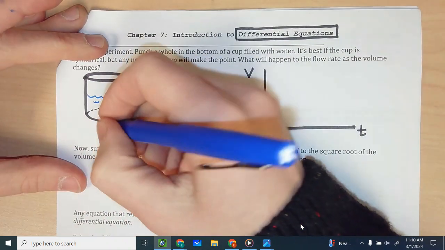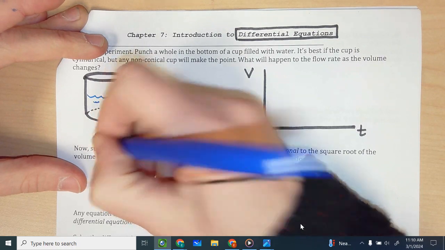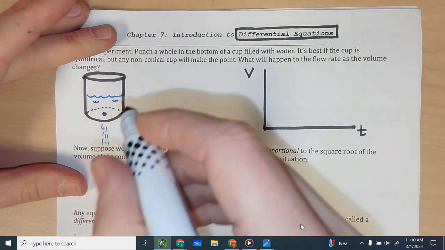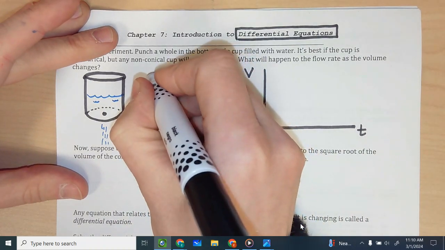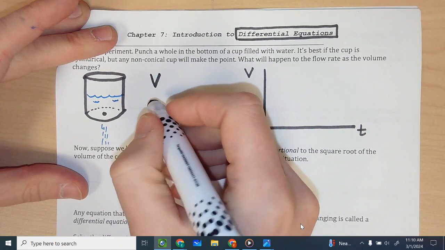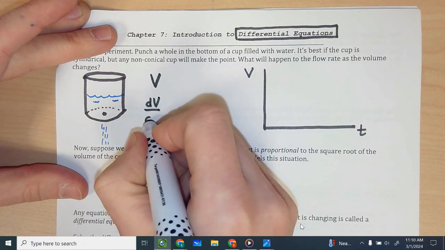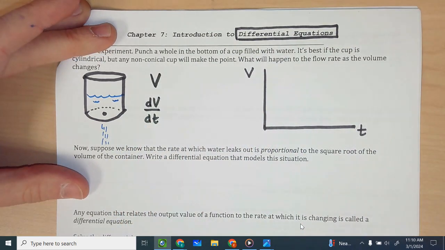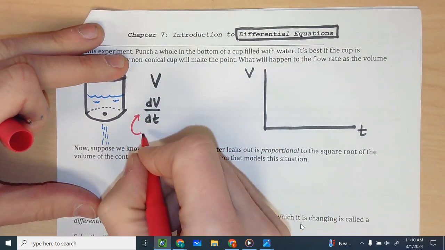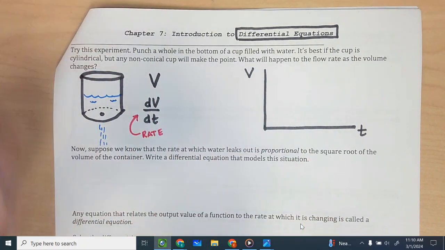Well, no surprise that when you do that, water is going to start pouring out of the cup. And here's what we're interested in. We're interested in the relationship between the volume of the cup and the rate at which the volume changes. Okay, so of course, when I use these derivative symbols, that means that we are talking about a rate.